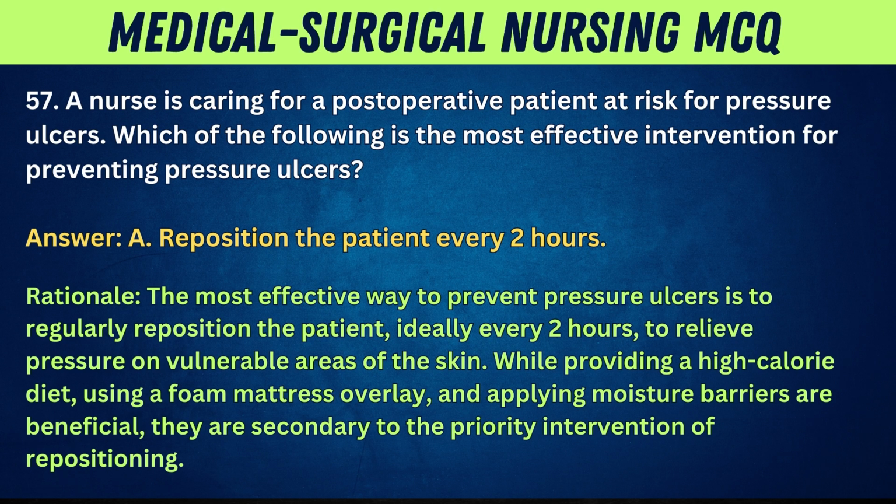Rationale. The most effective way to prevent pressure ulcers is to regularly reposition the patient, ideally every 2 hours, to relieve pressure on vulnerable areas of the skin. While providing a high-calorie diet, using a foam mattress overlay, and applying moisture barriers are beneficial, they are secondary to the priority intervention of repositioning.